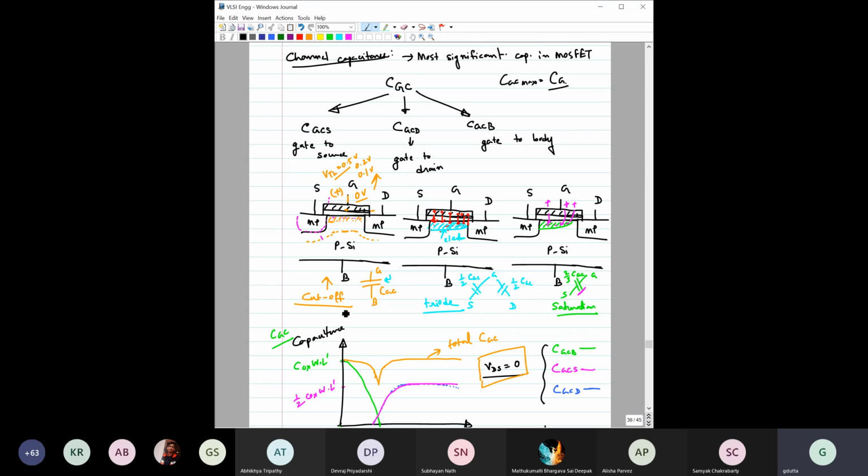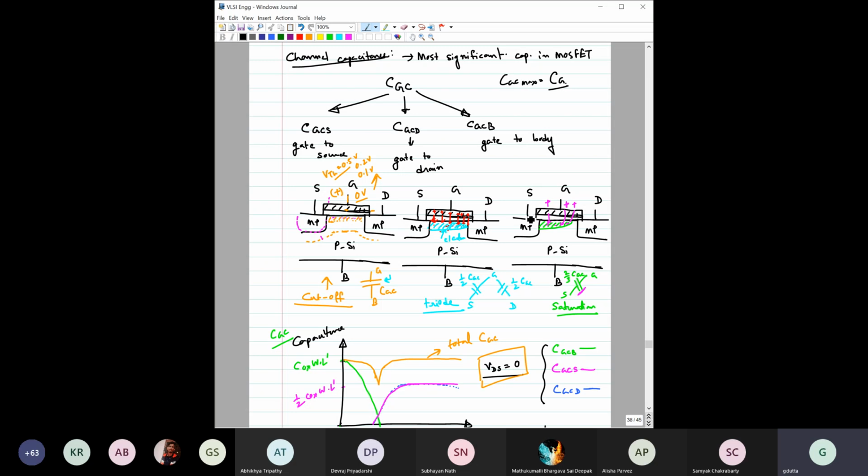And we have seen that during cutoff, the body capacitance plays the major role. During the triode region, the gate to body capacitance becomes zero, and the total gate capacitance would be equally divided between the source and drain. Whereas in saturation, the channel becomes disconnected from the drain terminal, and as a result the entire capacitance would be shifted. Earlier it was equally divided, but now the total thing would be shifted to this side.